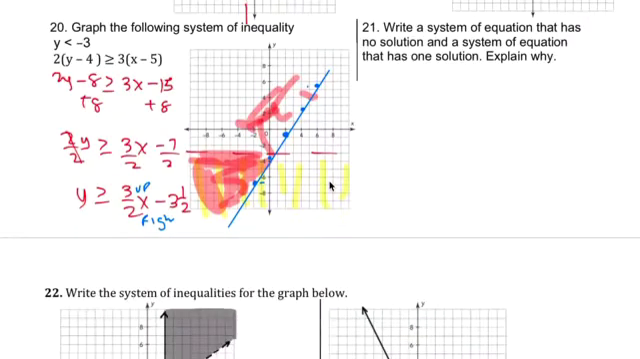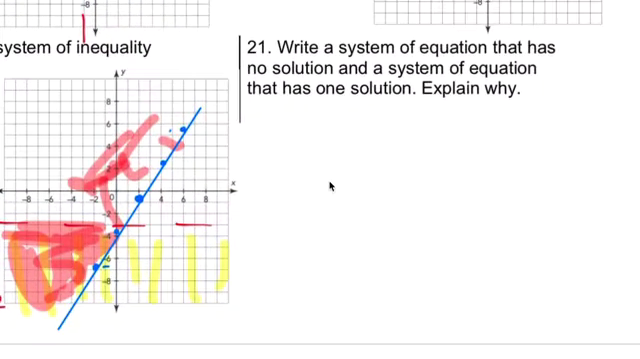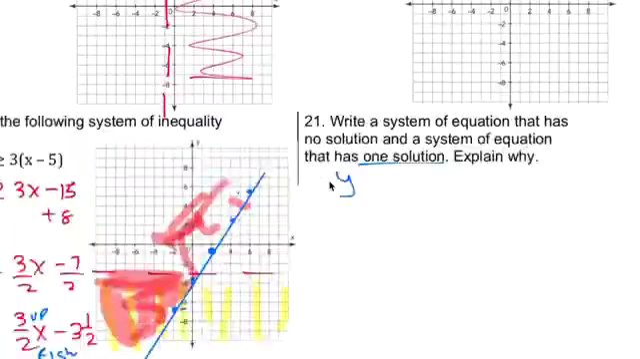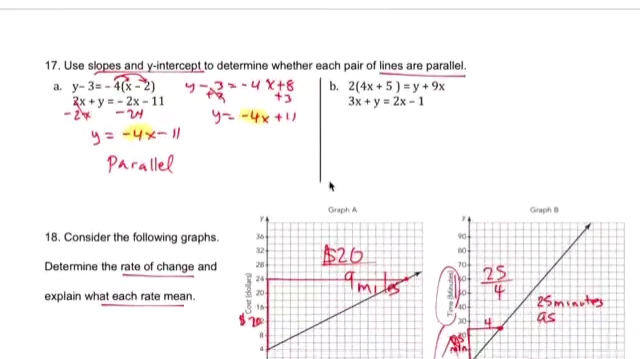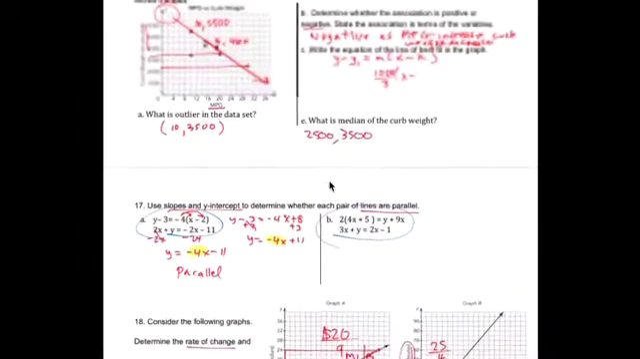All right, write a system of equations that has no solution and a system of equations that has one solution. Systems of equations, no solution. These are systems right here. Let's see, these are systems, 2 lines. Okay.